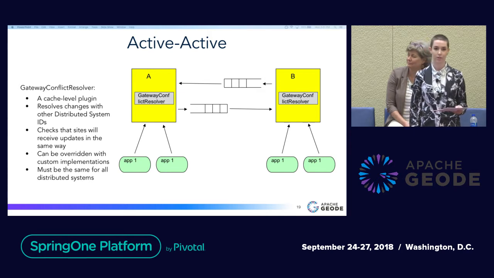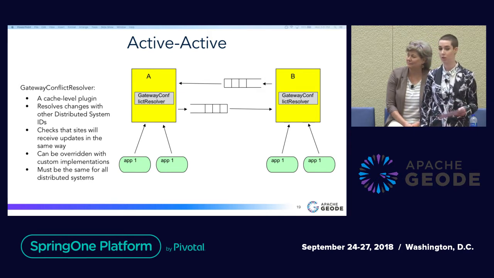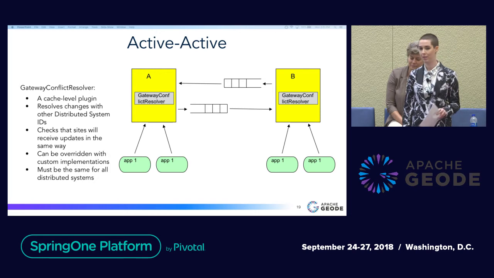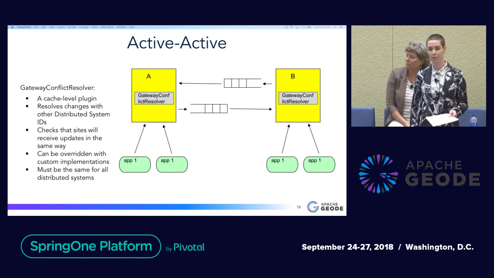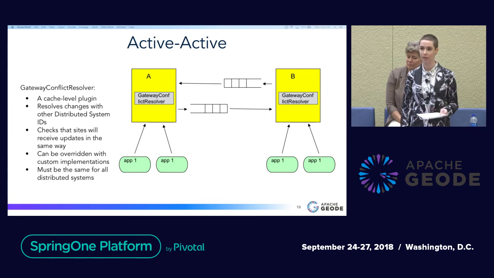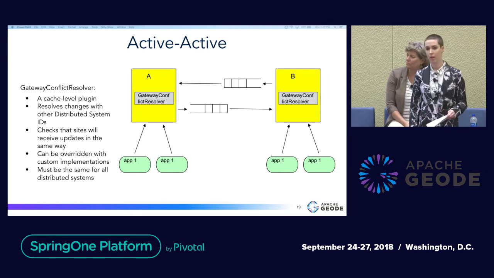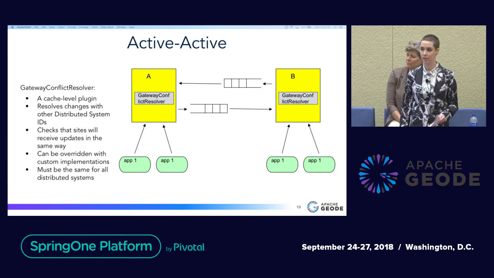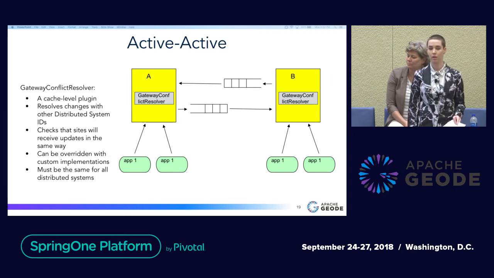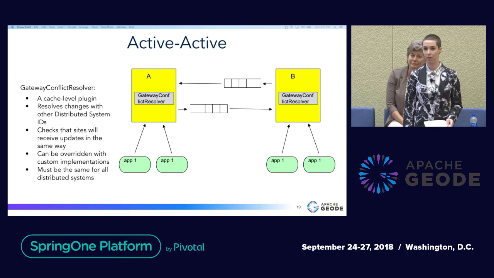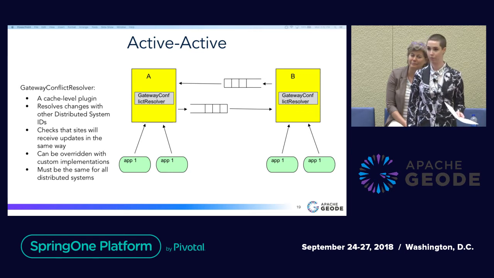In order for the conflict resolver to ensure consistency across all of the sites, all sites must have the same conflict resolver. In Geode, by default, there is no implementation of the gateway conflict resolver. Instead, conflicts are resolved by using version vectors and, in the case of a tie, system clocks. Note that this means that all site system clocks must be synchronized. This behavior can, of course, be overridden to provide a custom method of conflict resolution for your Geode cluster.